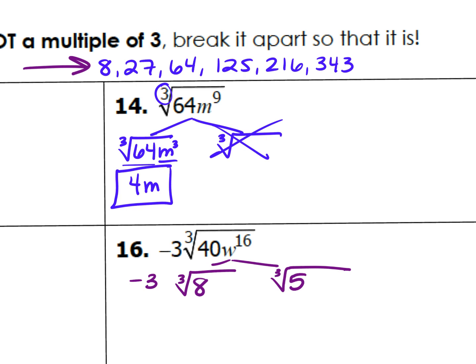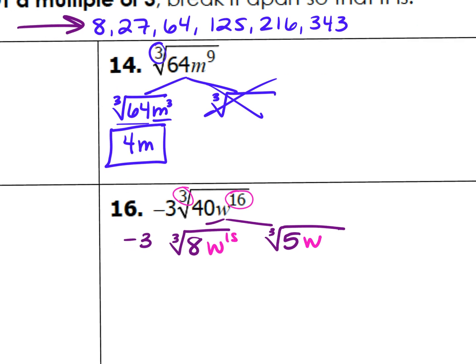Is 16 divisible by 3? So you can't put all 16 on the left side. What number are we going to put there? 15, because 15 is divisible by 3. So you're going to go w to the 15th. How many are you left over with? Just 1. So w over here. And now you can take the cube root.